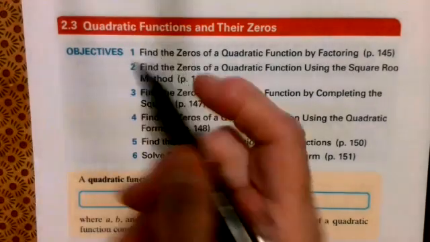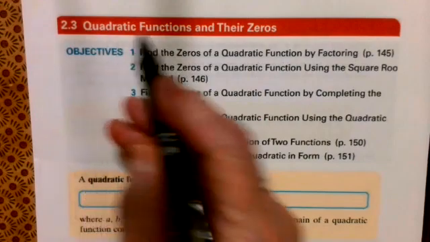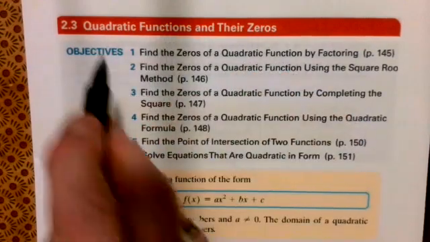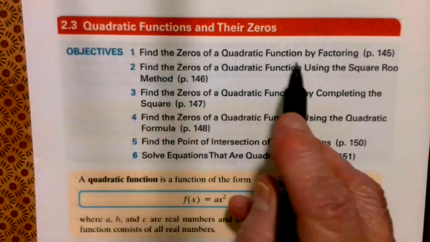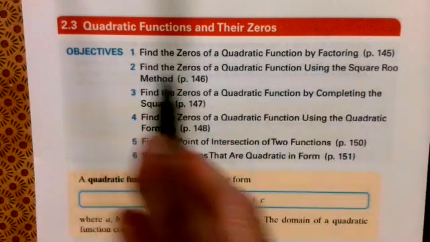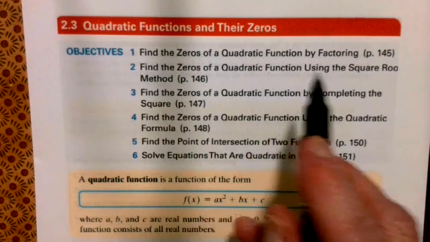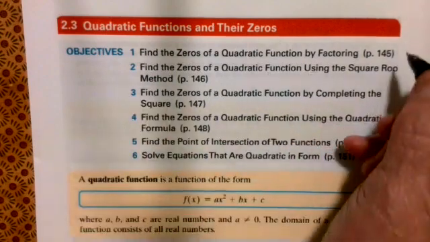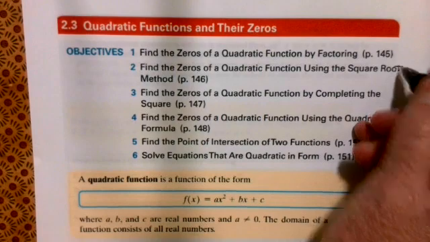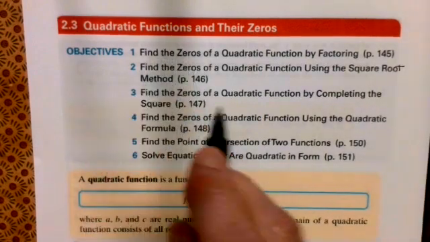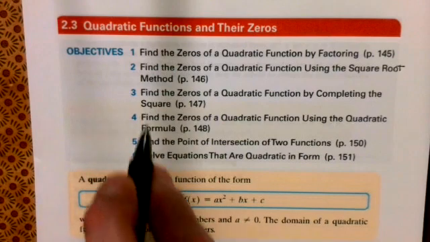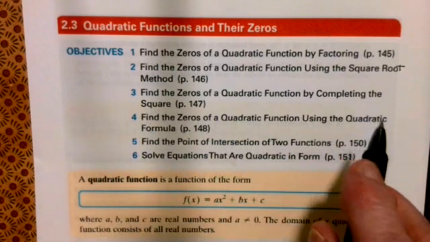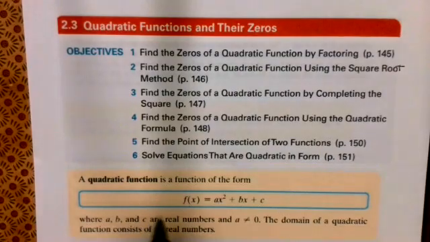Hello, class. I want to cover section 2.3, quadratic functions and their zeros. So what we're going to learn how to do is find the zeros of a quadratic function by factoring, find the zeros of a quadratic function using the square root method, find the zeros of a quadratic function by completing the square, and find the zeros of a quadratic function using the quadratic formula.